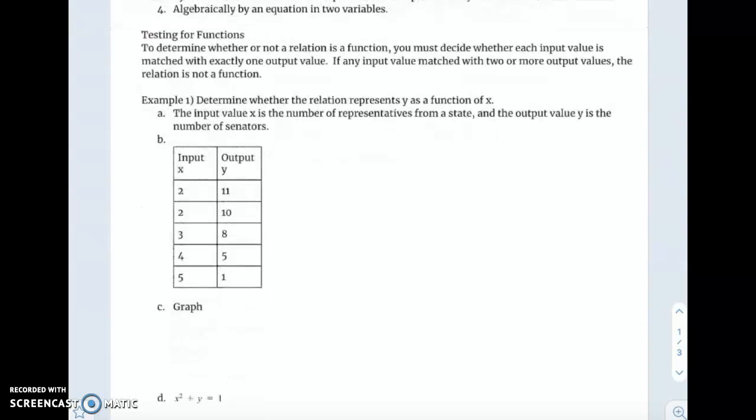So let's look at example 1. We're determining whether the relation is a function. So A, the input value x is the number of representatives from a state, and the output value y is the number of senators. This is a function because no matter what the value is for x, the number of representatives, you're always going to have an output of 2 senators. Each state has 2 senators. So each x is going to have exactly 2 as the output. It's not going to have different outputs because there's only 2 senators for each state. So A is a function.